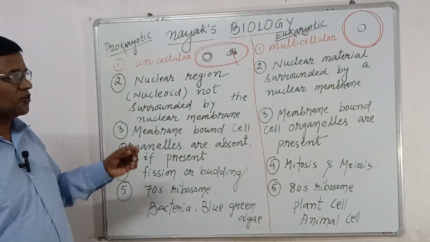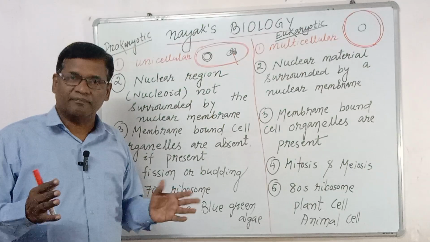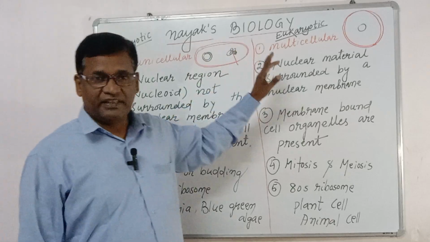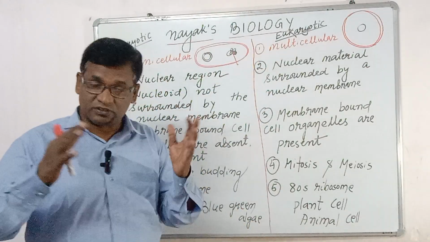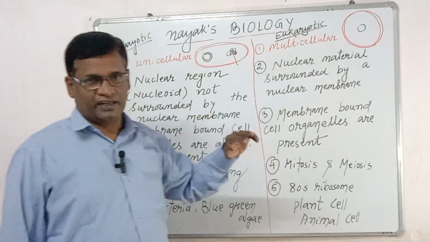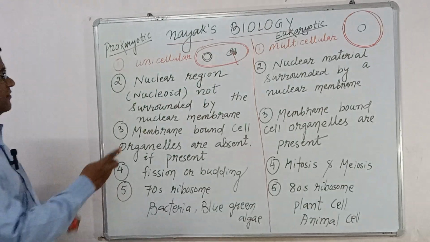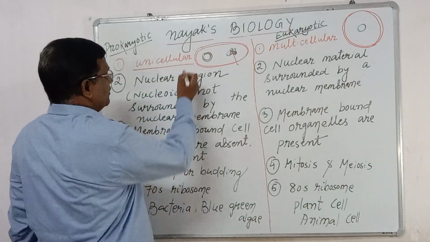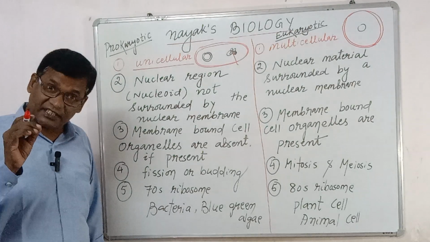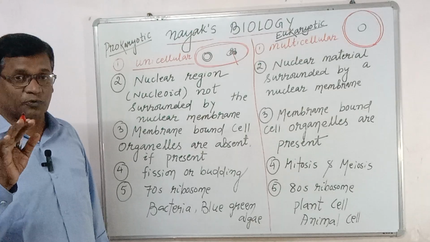That's why when an organism consists of a single cell, it is called unicellular, like bacteria, which is a single cell. And when an organism develops more cells, tissues and organs, it is called multicellular. Let's start with the first point. All prokaryotics are unicellular, but not all unicellular organisms are prokaryotic.